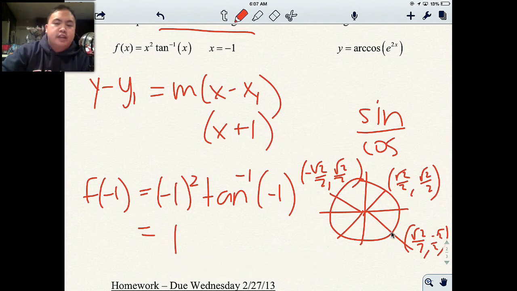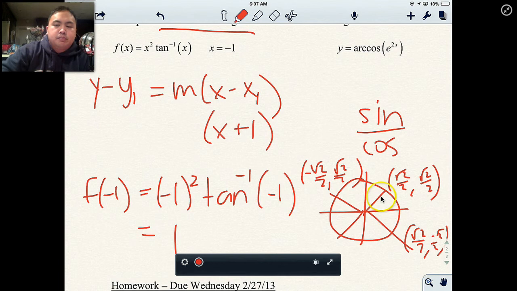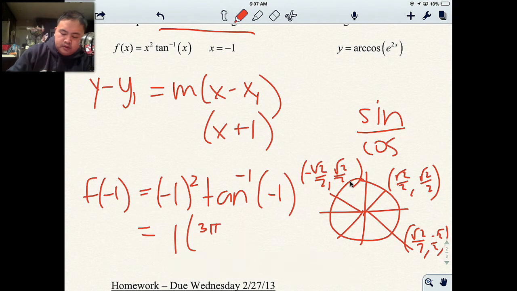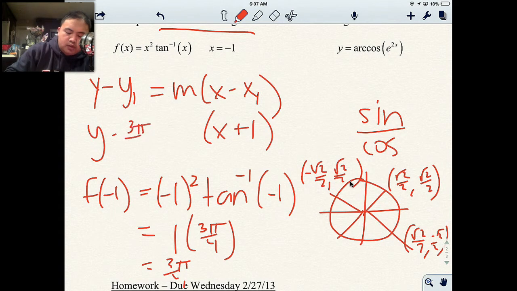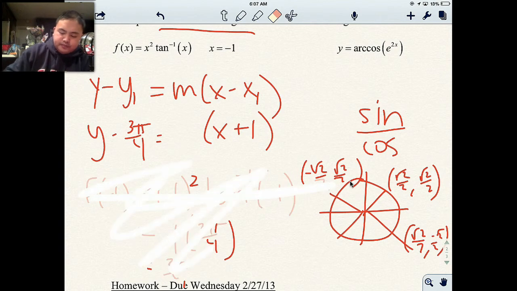So for the sake of this tangent line, I'm just going to use this one. This is pi over 4. This is 2 pi over 4. And this line right here is 3 pi over 4. So my answer for y is 3 pi over 4. So I am one step closer to solving this problem. I only have one step left, which is m. So let me erase this real quick. And let's solve for m.